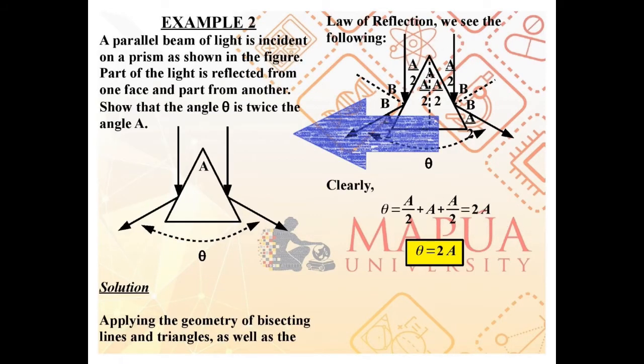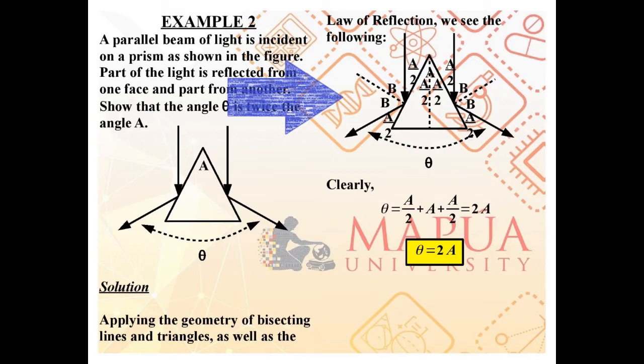Next, we have example 2. You have a parallel beam of light as shown in the figure, and the beam of light is incident on a prism as shown in the figure. Part of the light is reflected on the right face of the prism, and the other part of the light is reflected on the other face of the prism. Show that the angle theta is twice the angle A.